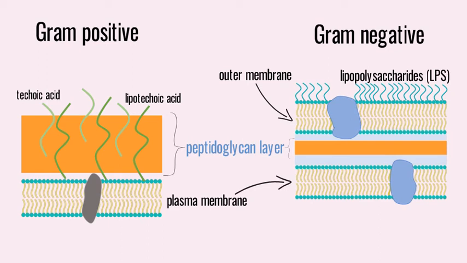The peptidoglycan layer lies within the periplasmic space, which is the space between the plasma membrane and the outer membrane in gram-negative bacteria. It is connected to the outer membrane by a lipoprotein known as Braun's lipoprotein, which is embedded within the outer membrane, providing additional support and structural integrity to the cells. Those are the major differences between gram-positive and gram-negative cell wall structures.